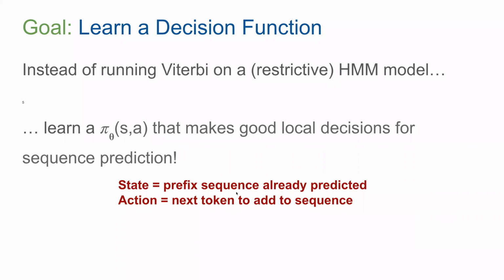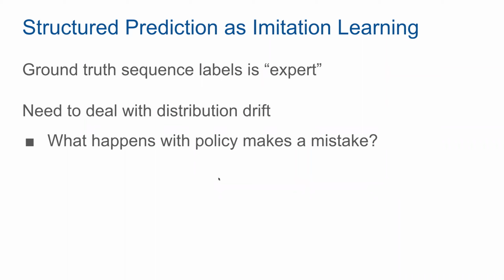So instead of doing that, suppose that we just learned a policy that makes good local decisions for sequence prediction. So the state is the prefix sequence that we've already predicted so far, and the action is the next token to add to this sequence. That's it. So instead of running Viterbi, we're going to do this. We can do structure prediction basically as imitation learning. The demonstrations are the ground truth sequence labels. And again, we need to deal with distribution shift, what happens if the policy makes a mistake.